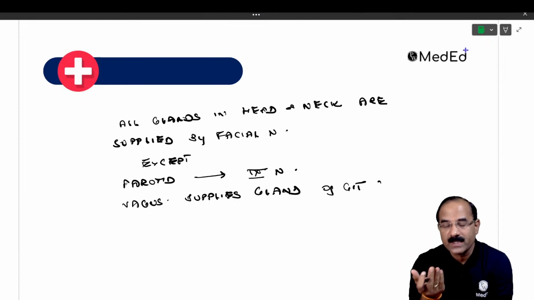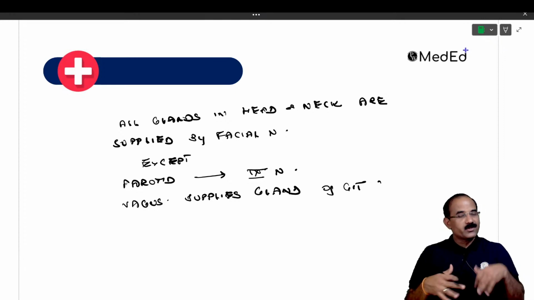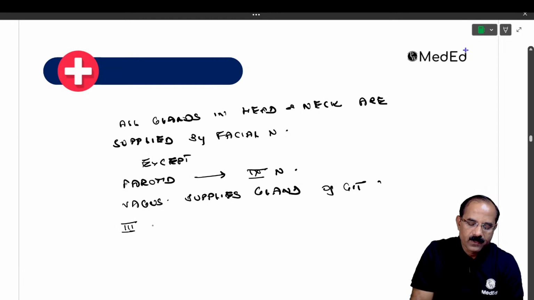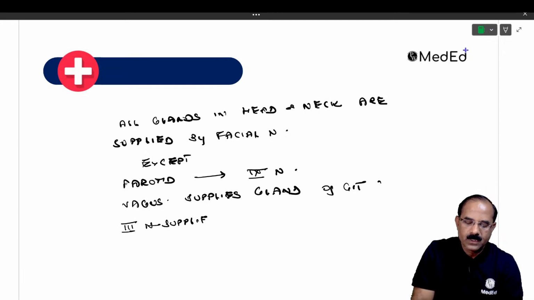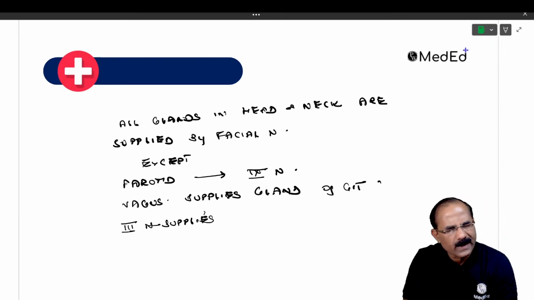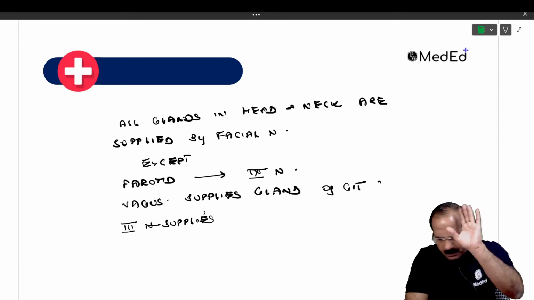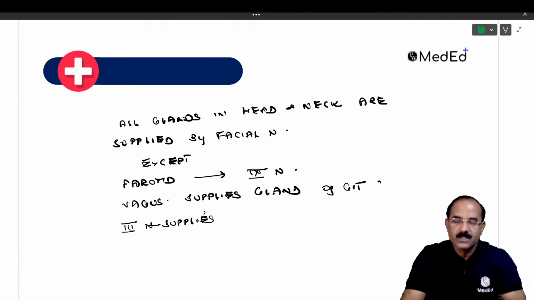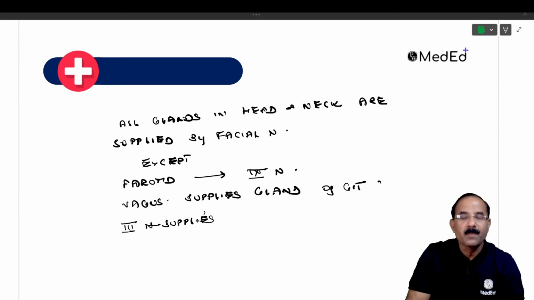What glands does the vagus nerve supply? The vagus nerve supplies the glands of GIT. And what does the third nerve supply? Just this one is an exception, child. Third nerve does not supply any gland, but it supplies two muscles which are parasympathetic.